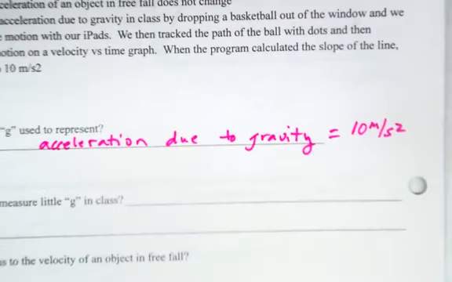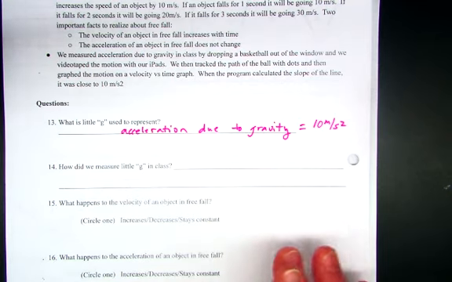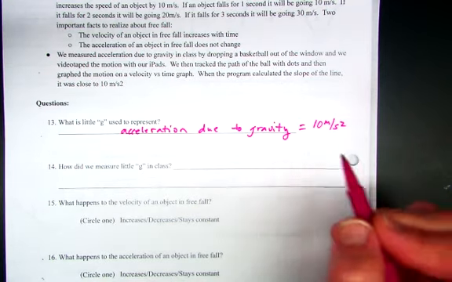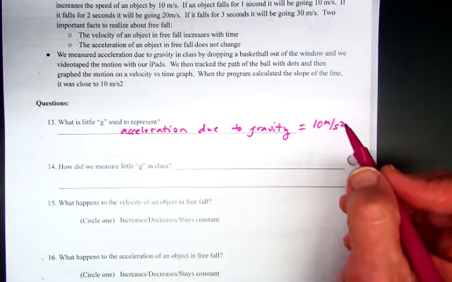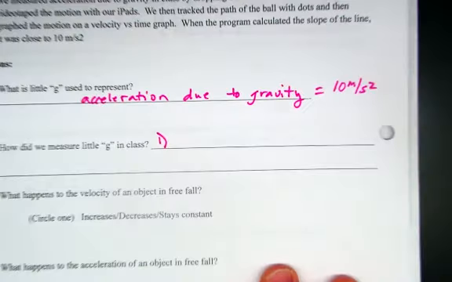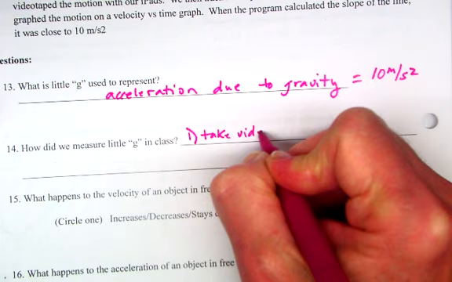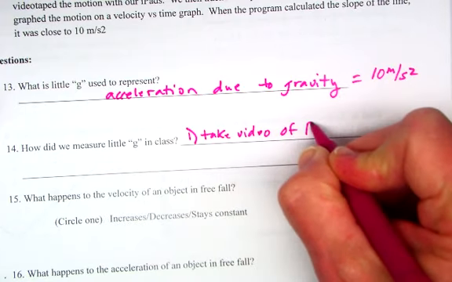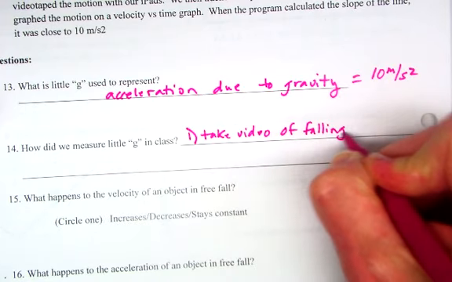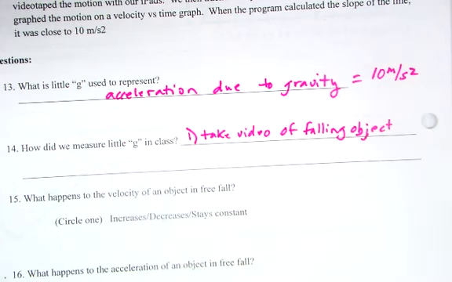How did we measure little g in class? Well, we used a video, and the video showed some people dropping a basketball off the top of a building. So if we summarize the steps, anyone could do this if you were able to take that video. You're going to take a video of a falling object, and it could be just about anywhere, but we used a basketball dropping off the roof. So take a video of this.